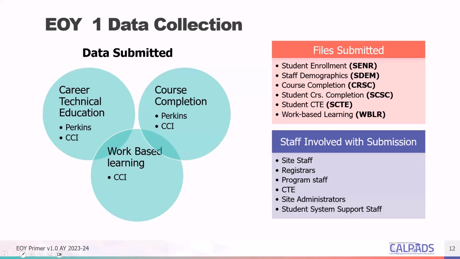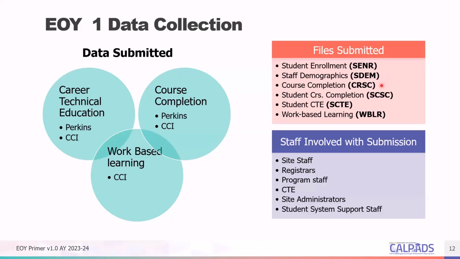The files that are used to submit this data are the student enrollment, or SENR file, which is used to establish student ownership at the LEA. In terms of EOY 1, student enrollment is needed to correspond with the student course section completion, student career technical education, and work-based learning records. Next, the staff demographic, or SDEM record, is needed to ensure that SEIDs, or seeds, associated to course section completion records have SDEM records in CalPADS.